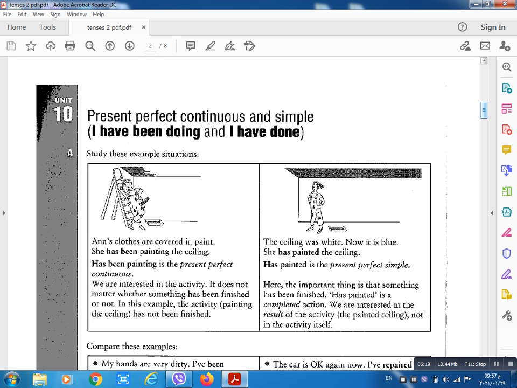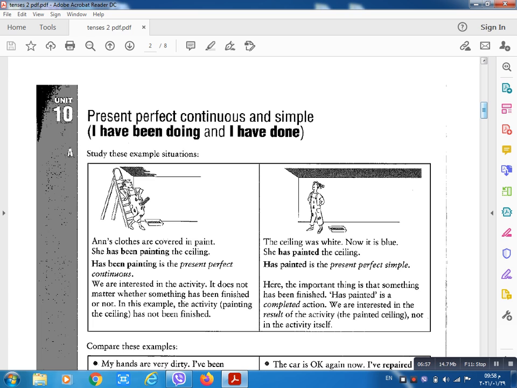What about the present perfect simple, dear students? Look at the ceiling, the action. The action has finished. It has completed. That is why with the present perfect simple, the speaker is interested in the action being completed, finished before the time of speaking, and I am interested in the result of this action. For example, here the important thing is that something has been finished, has painted, a completed action.